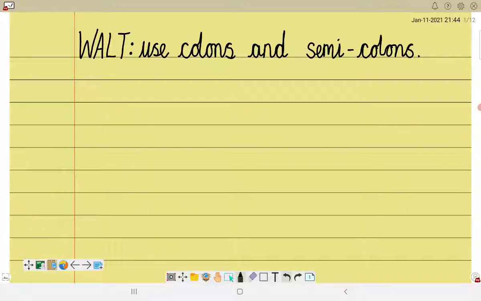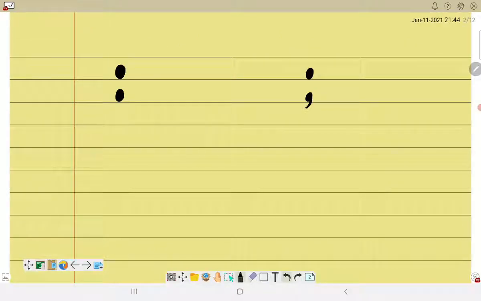In literacy today you're going to be learning how to use colons and semicolons. So let's have a little look at what they look like. Here on the screen we have a colon and a semicolon. Do you know which one is which?